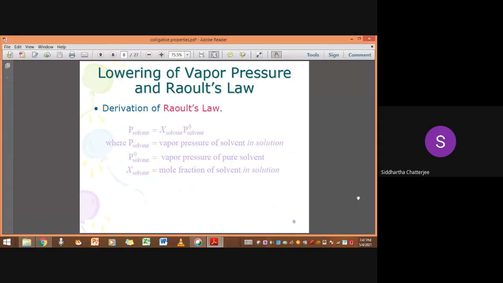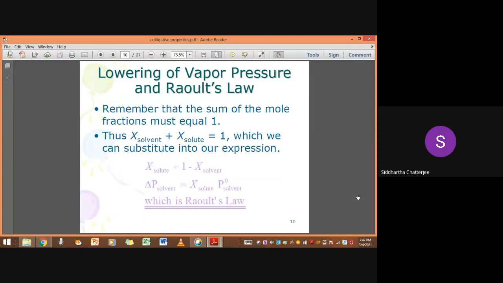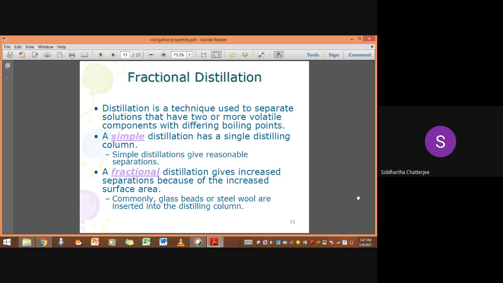Suppose the partial pressure of the solvent equals the mole fraction of the solvent times its vapor pressure in pure state. That already we have explained. With the lowering of the vapor pressure, as we have already explained, that derivation we have done. And therefore, as per the fractional distillation, you have the idea.